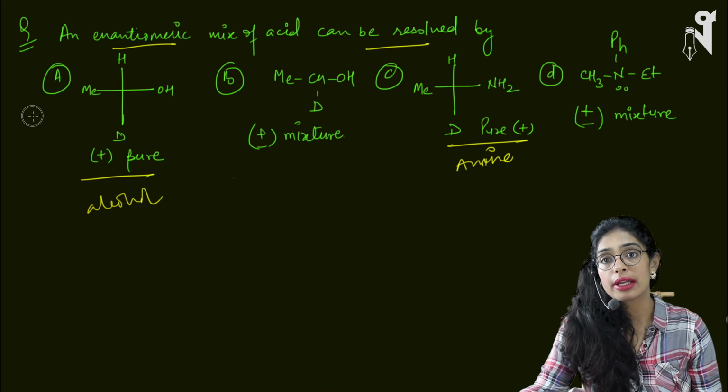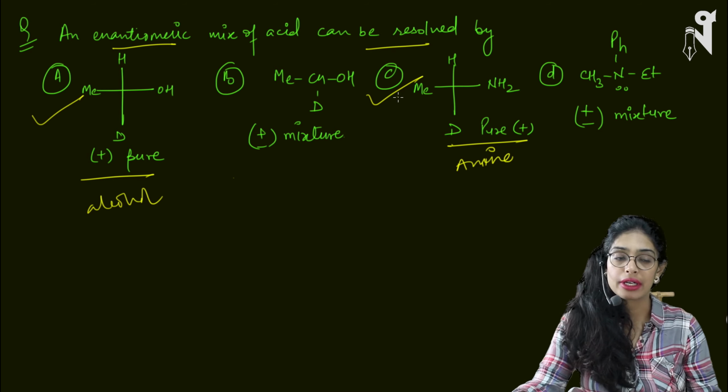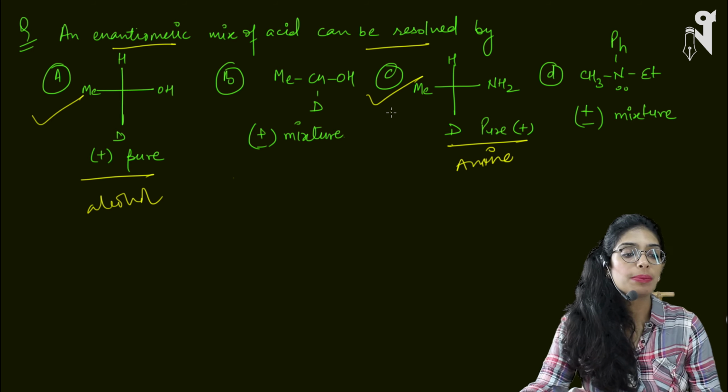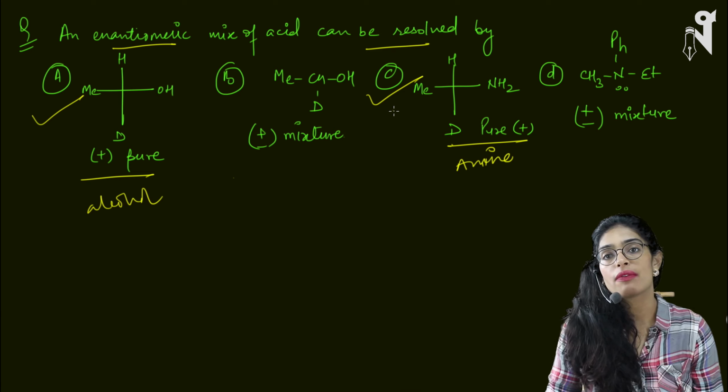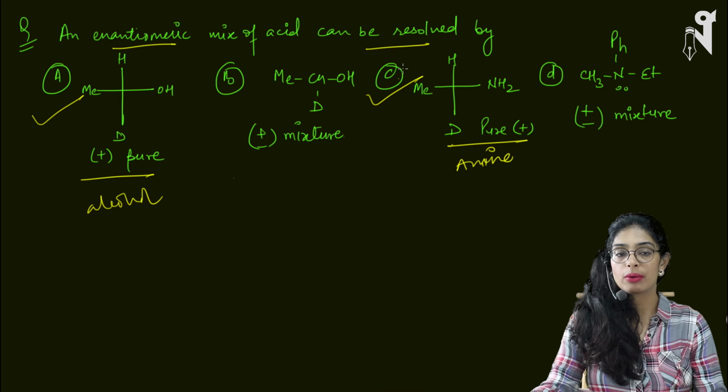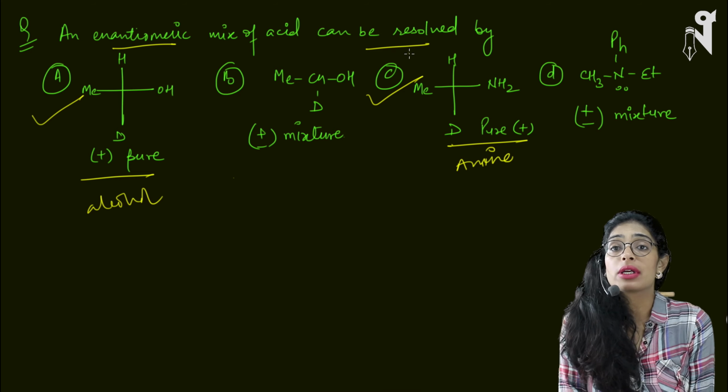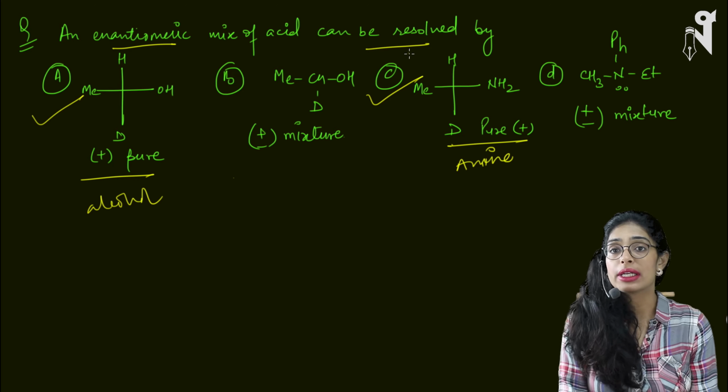This is a multi-answer correct question. So optically pure alcohol as well as optically pure amine will help in resolving the enantiomeric mixture. Okay, so this is about what is optical resolution. I think you are clear now.